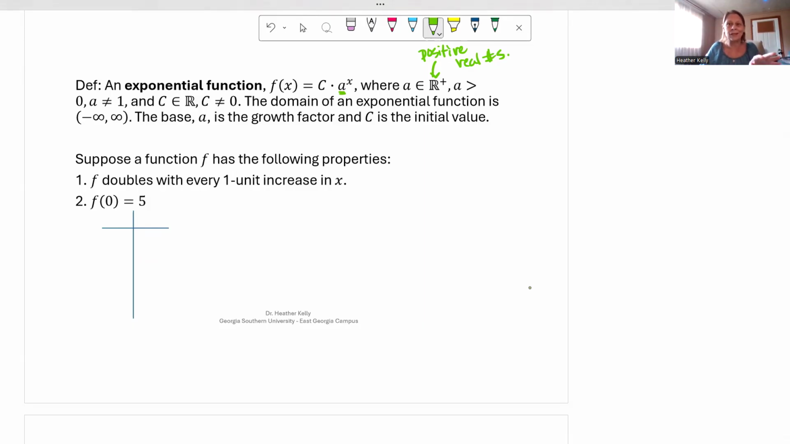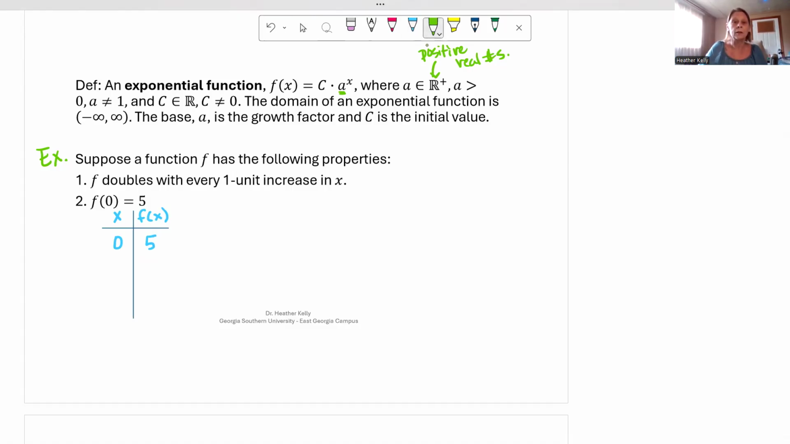All right, so let's investigate a little bit how exponential functions work. Let's take a look at this example here, and it says, suppose a function f has the following properties. f doubles with every 1 unit increase in the x, and f of 0 is equal to 5. Okay, so let's do a little t-chart here. And we already know one of these, right? We know when x is 0, f of x is 5.